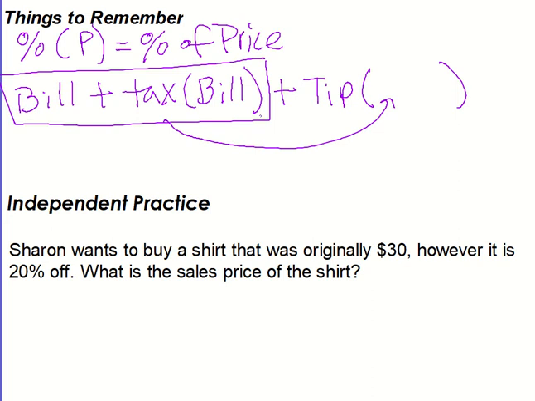Okay, so here's your independent practice. Sharon wants to buy a shirt that was originally $30. However, it is 25% off. So that's a sale price. So just as a hint, that's a markdown, which means you're going to subtract, okay? All right, so until next time.